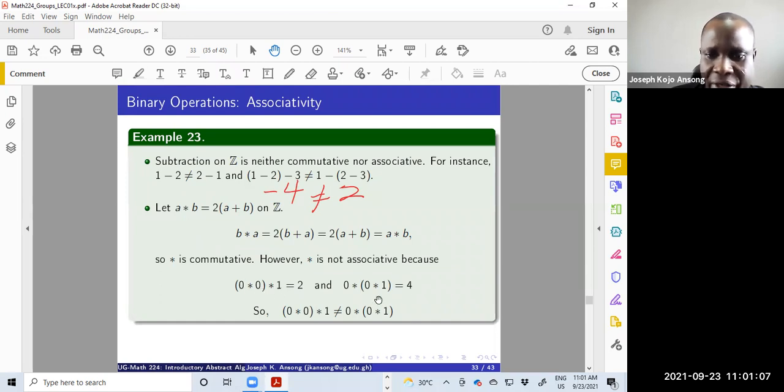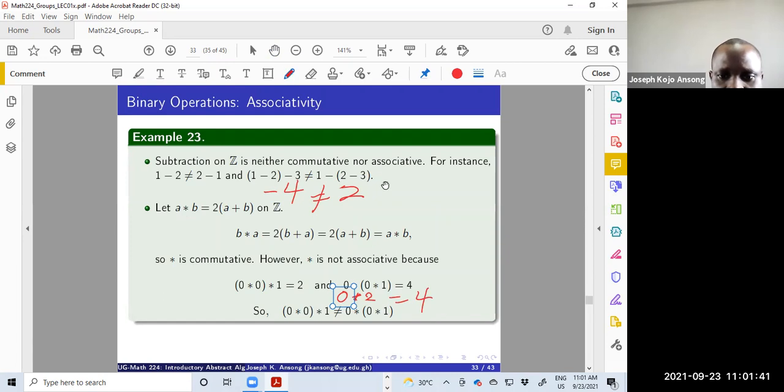instead of doing 0, 0 first, I do 0 and 1 first. If I do 0 and 1, I'll take 0 plus 1, that is 1, and I multiply by 2, I get 2. So this guy here gives me 2. So if I now do 0 star 2, I'm going to have 0 plus 2, which is 2. If we multiply by 2, I'm going to get 4. That is why we have 4 here.